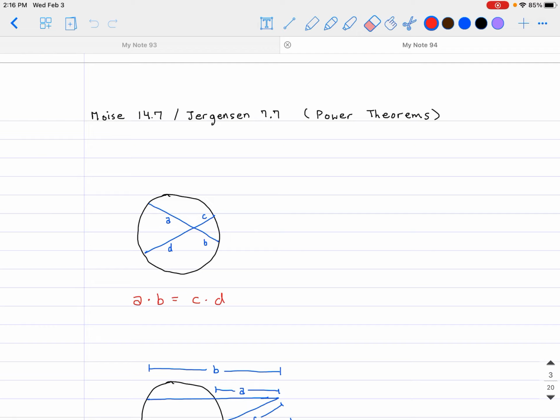chords, and it turns out that when the chords intersect each other like this inside the circle, there is a relationship, and that relationship is right here, where A times B, meaning that you take the product of the two pieces of the chord, is equal to the product of the other 2 pieces of the chord. So A times B is equal to C times D.